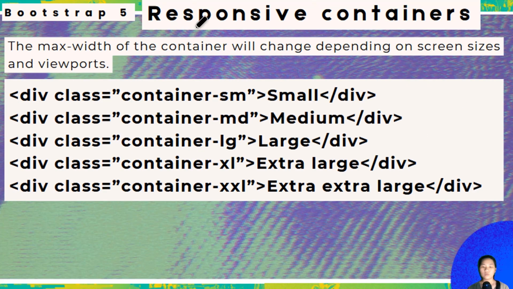Now we have responsive containers. This is the last part talking about containers before we move on to styling. The max width of the container will change depending on screen sizes and viewports. This is very simple. container-sm for small, md for medium, lg for large, xl for extra large, and xxl for extra extra large. Familiar terms with clothing sizes as well.